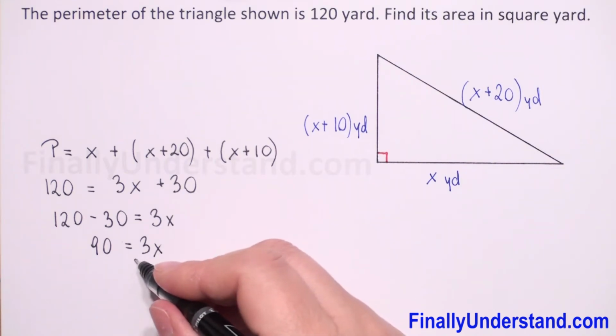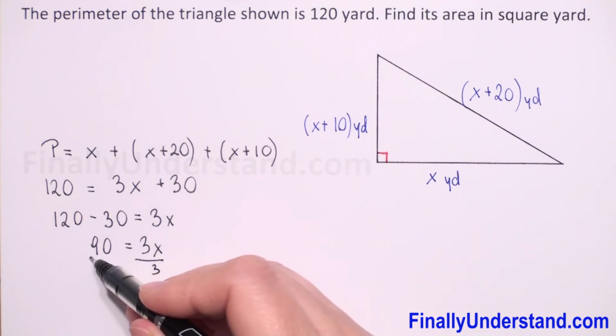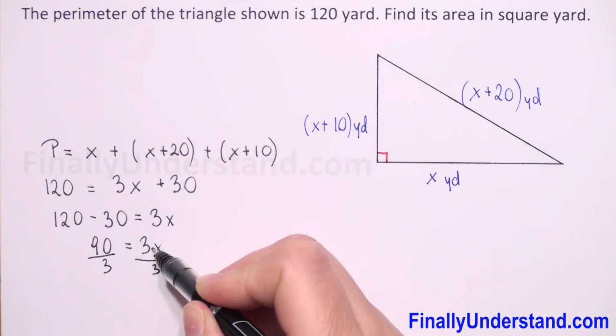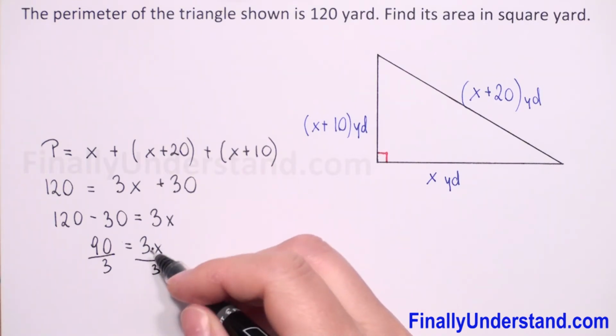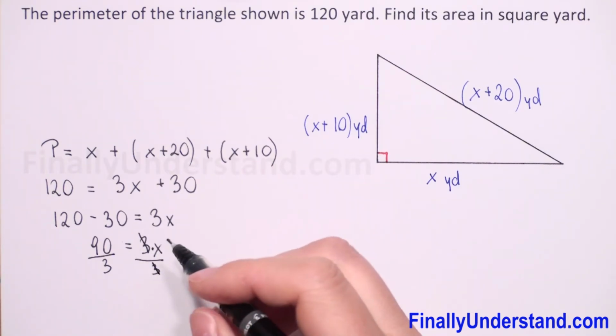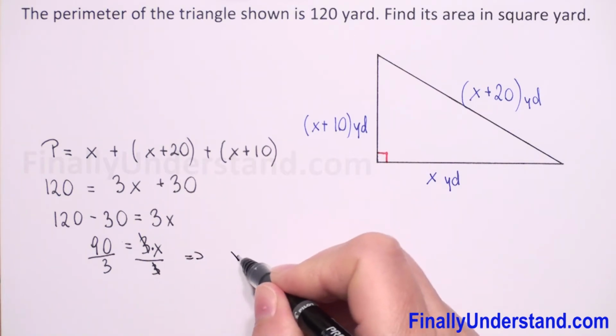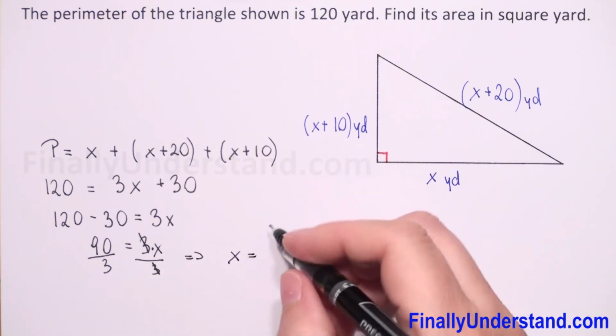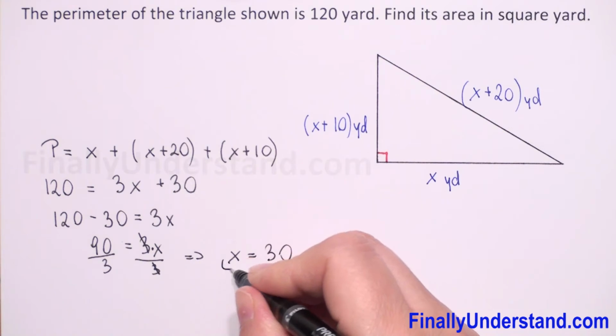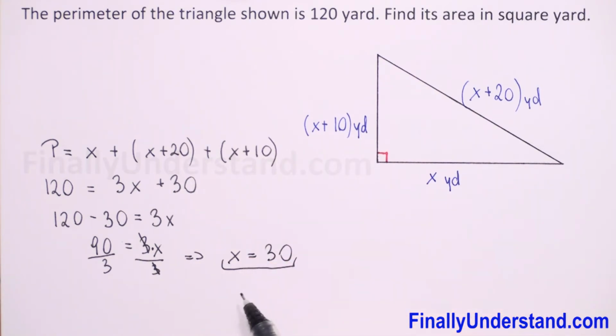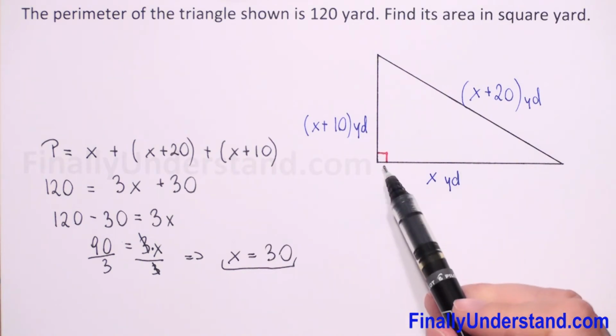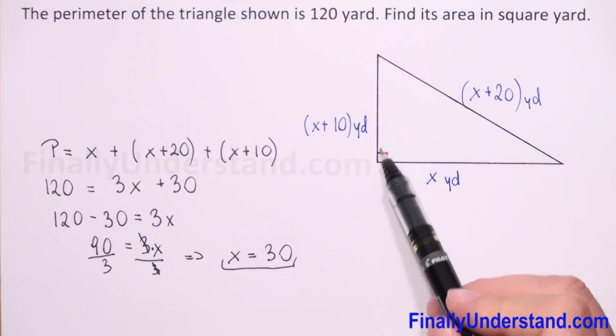So now I will divide both sides by 3 because we have here multiplication. So 3 and 3 we can reduce. And we have that x is equal 90 divided by 3 is 30. Next, when we have unknown x, we can calculate the base and the height.